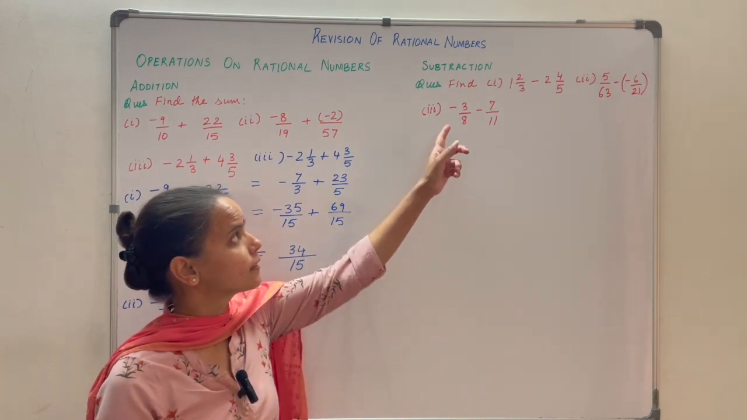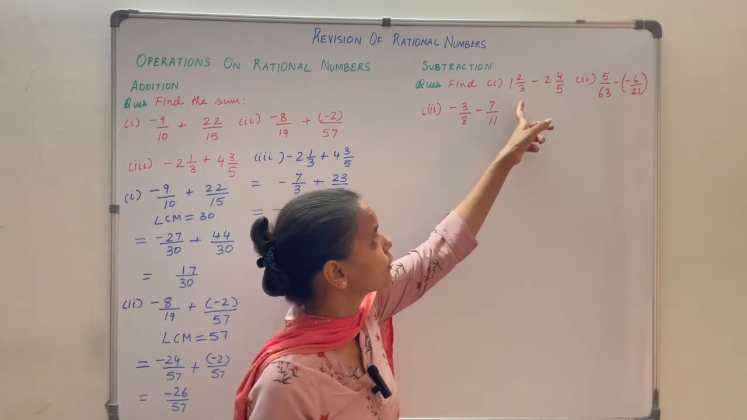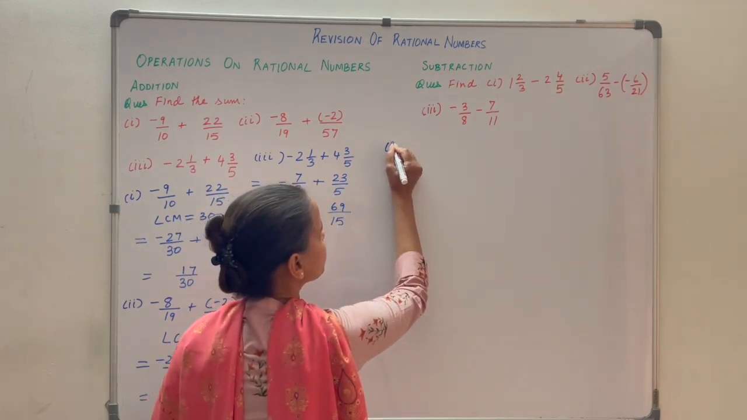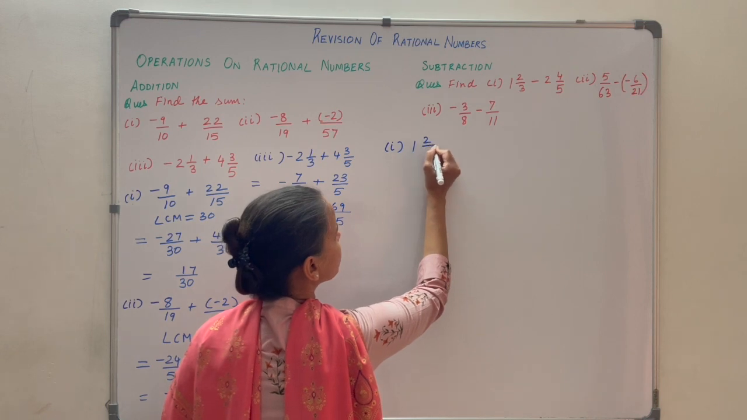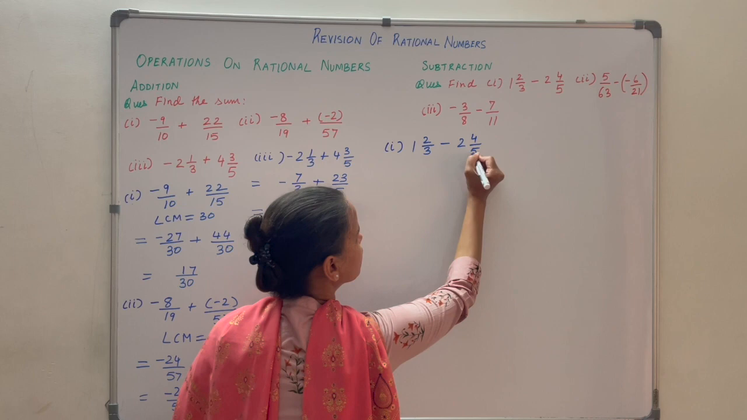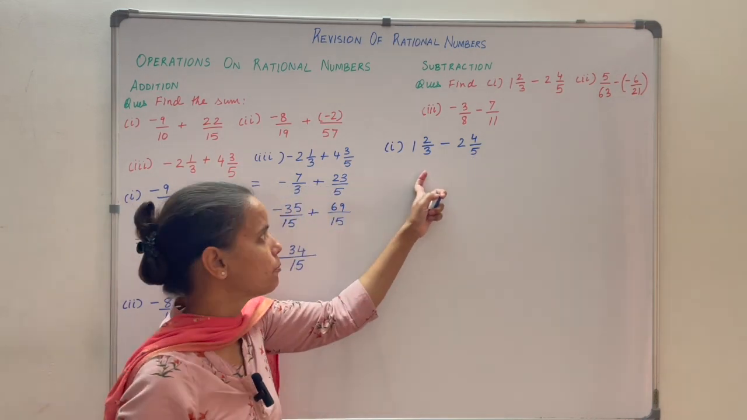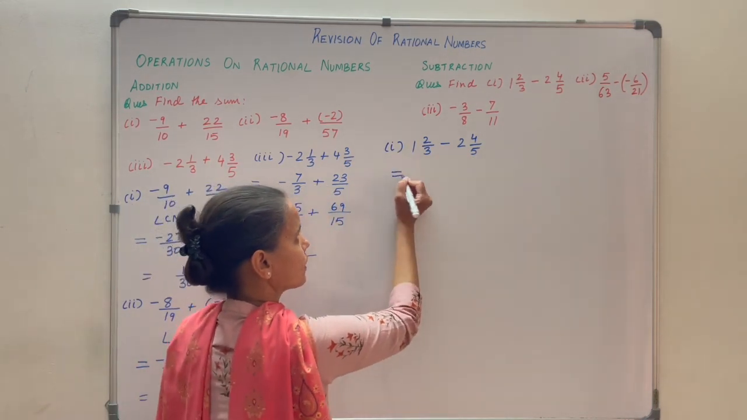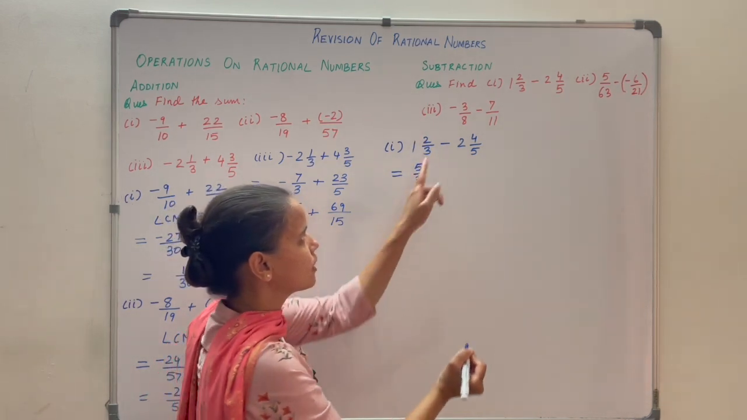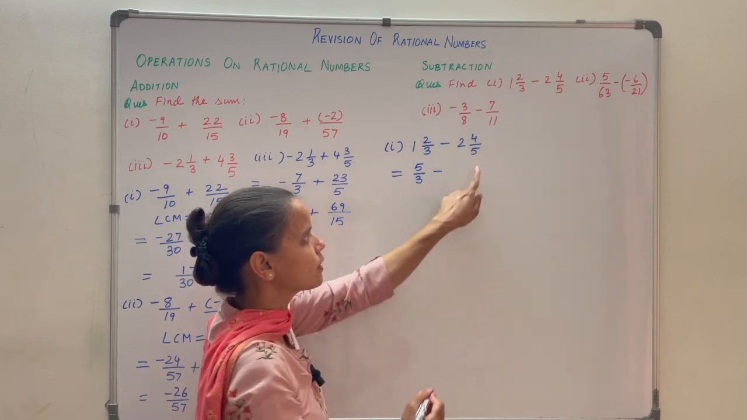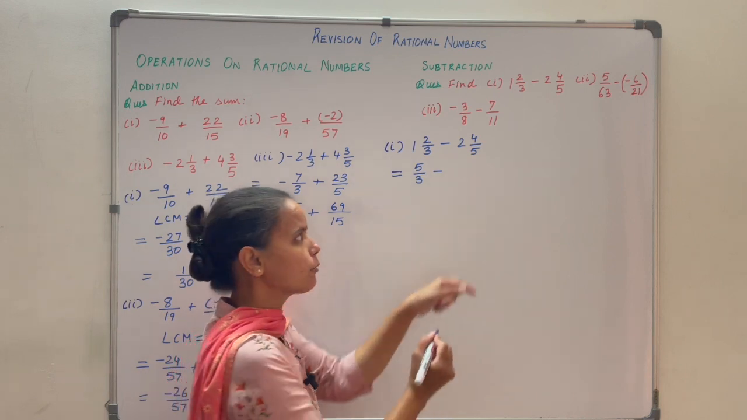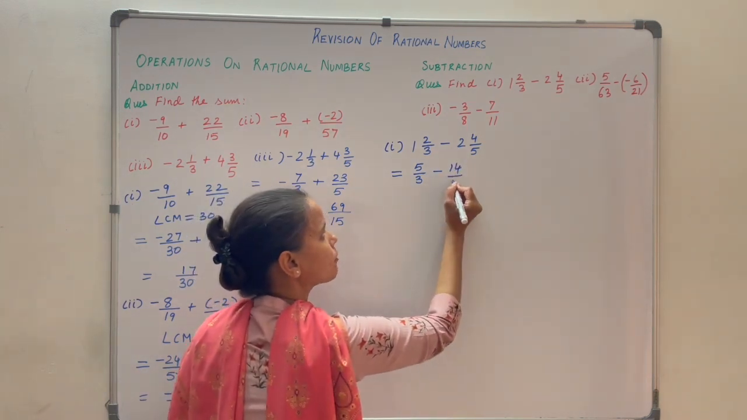Subtraction. Fine. So let us find out. For the first question, you need to subtract these two numbers. So the first question given to you here is 1 2 by 3 minus 2 4 by 5. So first you need to convert this into an improper fraction. So 3 into 1 is 3, plus 2 is 5. So this is 5 by 3. This minus sign you are going to write down as it is. 5 into 2 is 10, plus 4 is 14. So this is 14 upon 5.